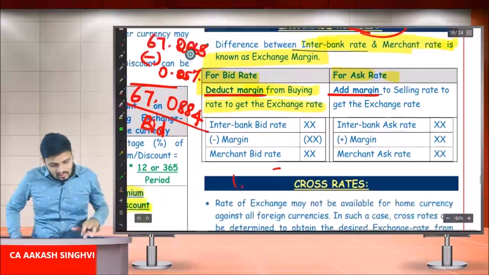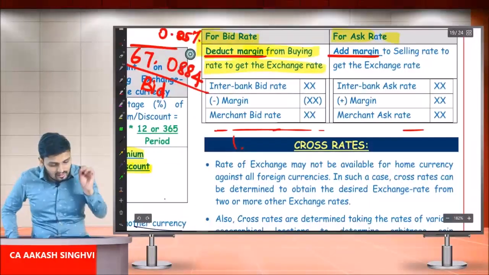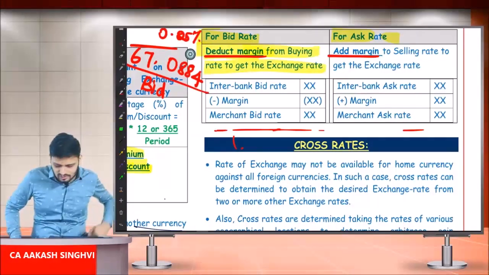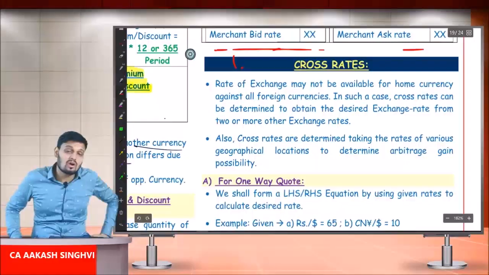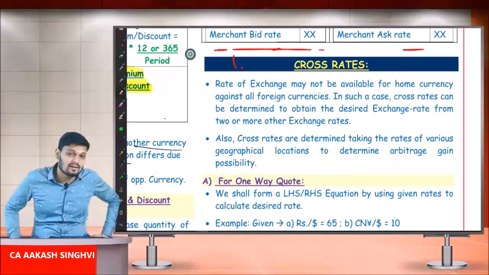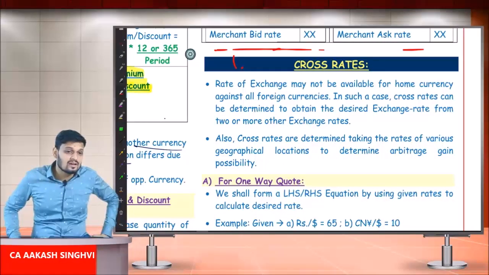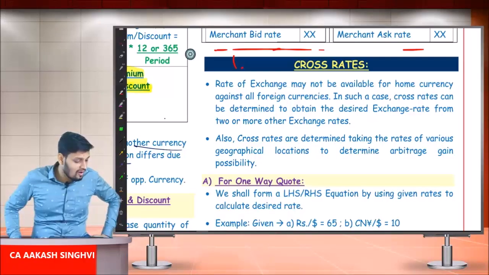Done. So till now we have completed, the pending portion will be cross rates. Now cross rates is a little bit tricky to understand. Just give me a confirmation if everything till now is all clear, all good. Give me a confirmation fast.